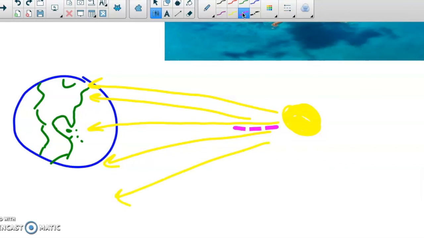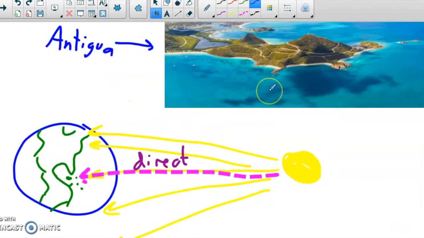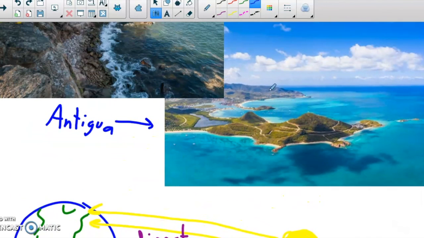What you can see from this ray right here, that's pointing straight at the Caribbean islands, is that these light rays are direct. So if you're looking at this nice Antigua water, the sun's rays are coming pretty much straight down into the water and then being able to be reflected back up. But again, not all the light rays are reflecting back up, because some of them are still being transmitted down through more and more depths of water.